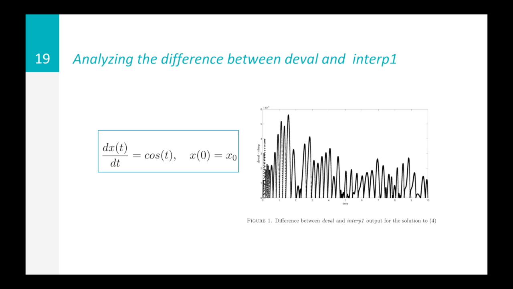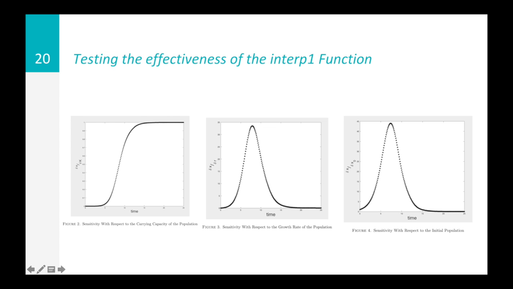interp1 using this differential system, dx dt equals cosine of t, which is along the real number system and not the complex system. I found that the results were quite comparable and only differed on the order of 10 to the negative fifth. Next, I performed a study on the logistic equation. I implemented the complex step method, using interp1 to perform a sensitivity analysis. In this analysis, my parameters of interest were the carrying capacity, growth rate, and initial population. I concluded that interp1 was a viable alternative, and I substituted the function into my MATLAB script.